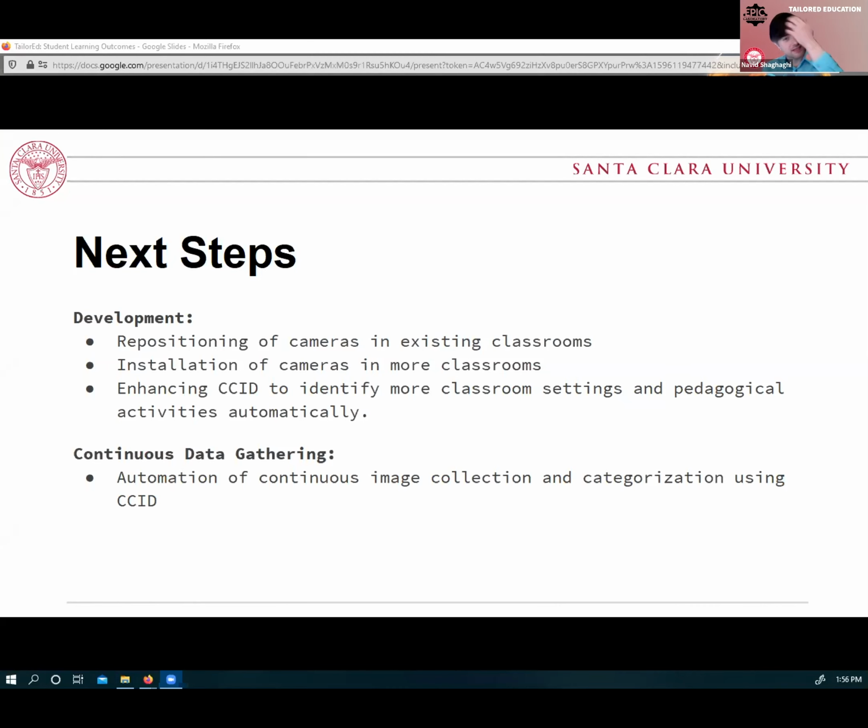Even though the team has definitely alluded to all the next steps, I just wanted to bring them together at the end here. We have some developmental next steps. These are dependent on the COVID situation that we're in right now, or I should say heavily dependent.